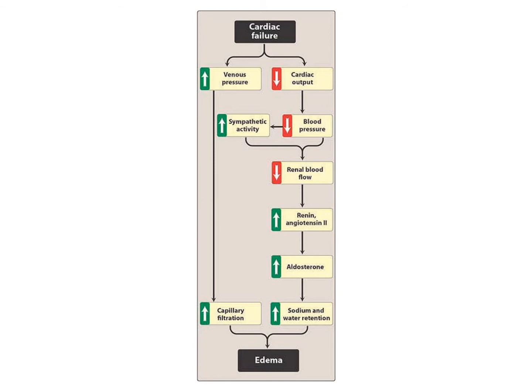On the other side, in cardiac failure patients, there is an increase in the venous pressure and sodium water retention. So here we have an increase in the preload, and as a compensatory mechanism there is also overactivation of the sympathetic activity, ending with interfering with the renal blood flow. The elevation in the venous pressure is associated with increased capillary filtration and also ends with edema.